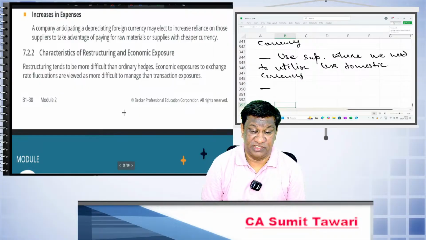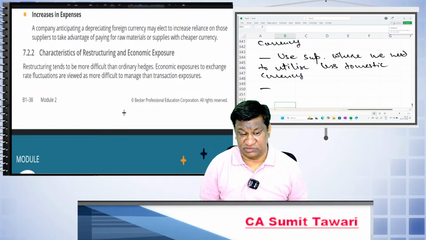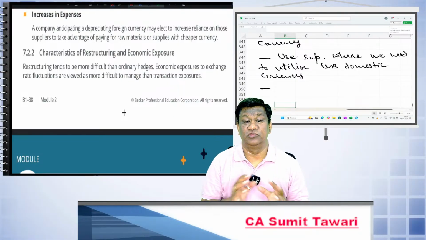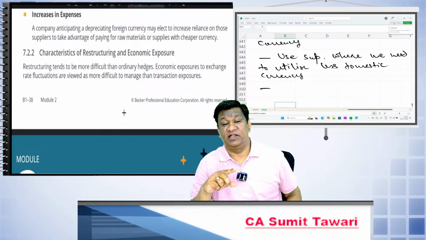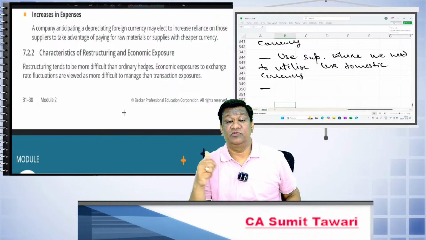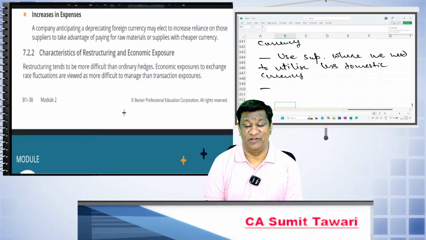Then characteristics of the restructuring and economic exposure. Restructuring tends to be more difficult than ordinary hedges. Economic exposures to exchange rate fluctuation are viewed as more difficult to manage than transaction exposure. Whenever you are going to restructure something, you need to evaluate whatever rules and regulations are applicable. For me it is very easy to say that the US parent company can bill the US customer of the Indian subsidiary and postpone the billing to the Indian subsidiary. But as per the accounting standard, this is not acceptable. So restructuring is not so easy like transaction hedging. You need to evaluate so many things while doing any kind of restructuring.